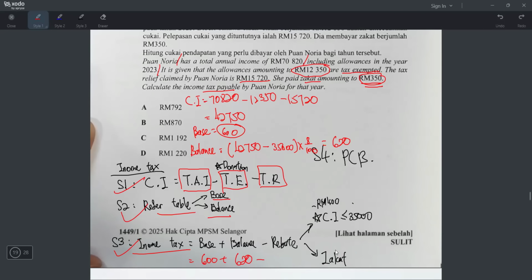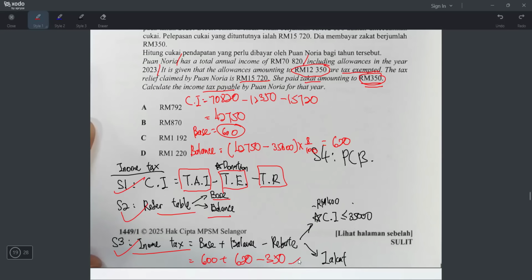I already checked the 400 just now. And this guy will not get the 400 because the chargeable income already exceeds 35,000. You only get the 400 when it does not exceed. So the 400 he cannot get. But the zakat is 350. That one is a tax rebate. That one you have to minus here. That's why just now I said the 350, don't minus at the chargeable income. You minus it last, right?